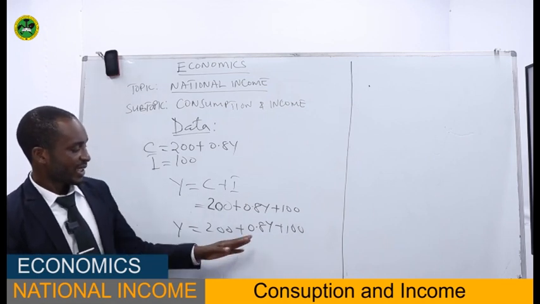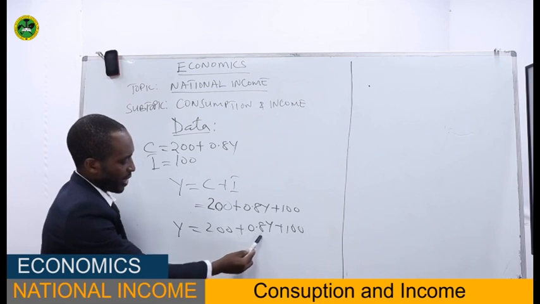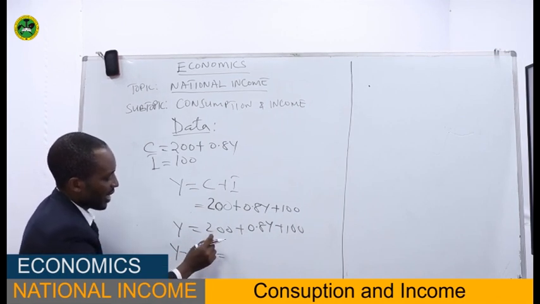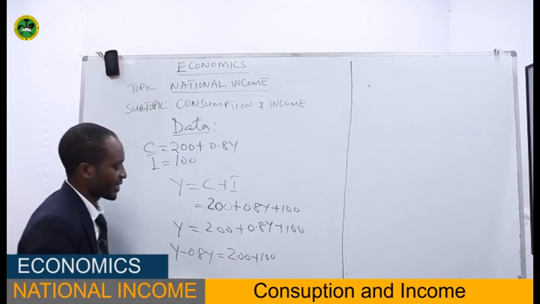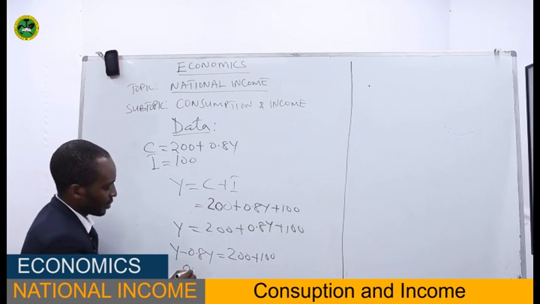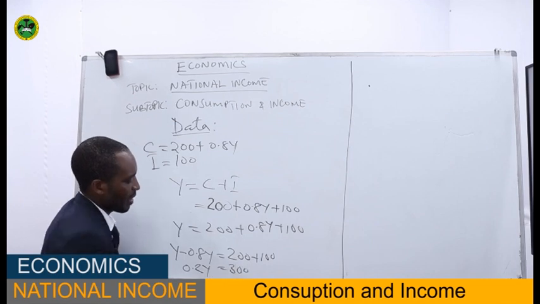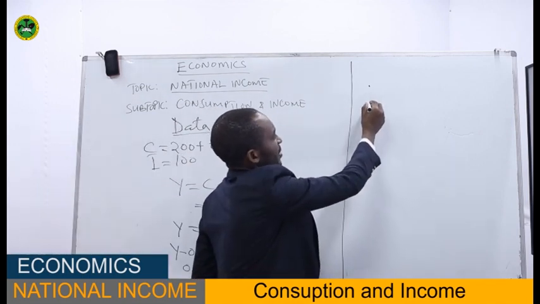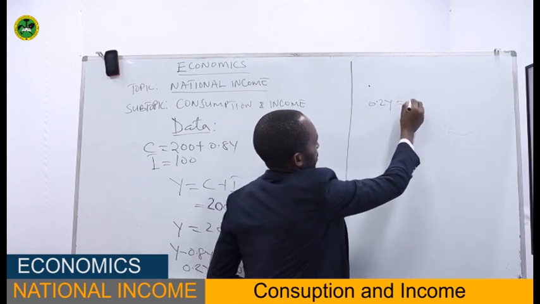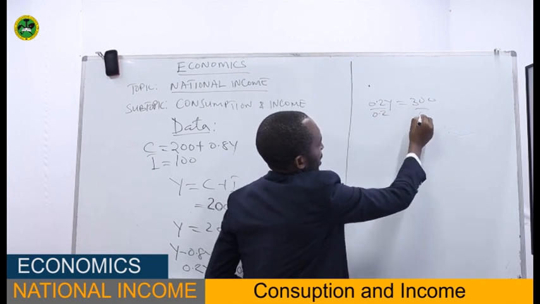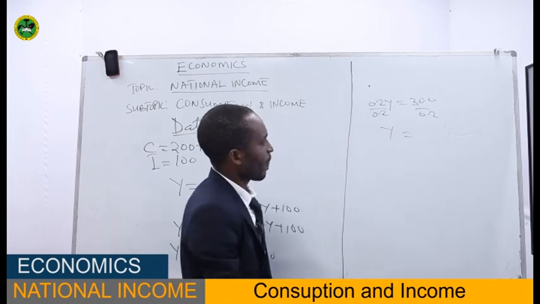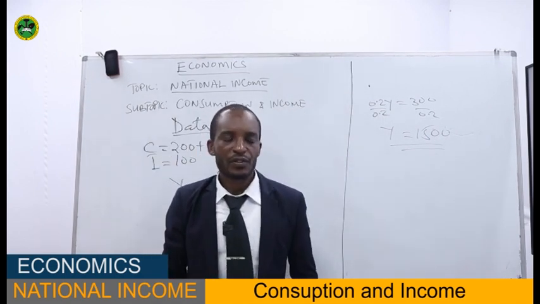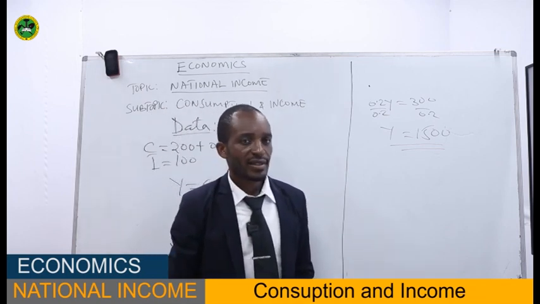Then now collect the like terms. This one will come to this side, so it will be y minus 0.8y equals 200 plus 100. When you subtract here, you get 0.2y equals 300. Now dividing by 0.2 on both sides, y will be equal to 1,500. So the equilibrium level of national income will be 1,500.